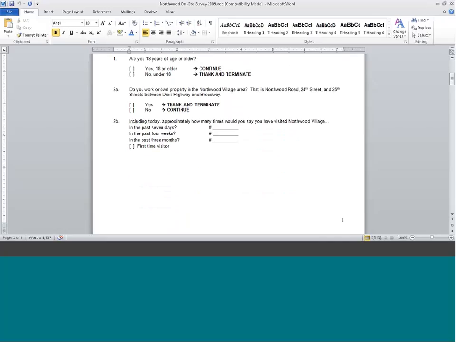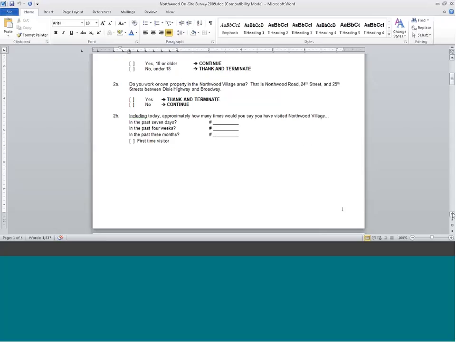Okay, some of them are just, including today, how many times, which is 2A. There's nothing special about that, but there is something interesting here, and it's going to be part of a skip pattern in a minute. It says, including today, approximately how many times would you say you have visited Northwood Village? Okay, and you can write in a number in 7 days, past 4 weeks, 3 months. And the last thing here is first-time visitor. First-time visitor is going to be important in the next couple of questions. So either you're a first-time visitor or you're not, and you're not a first-time visitor if you give answers above first-time visitor.